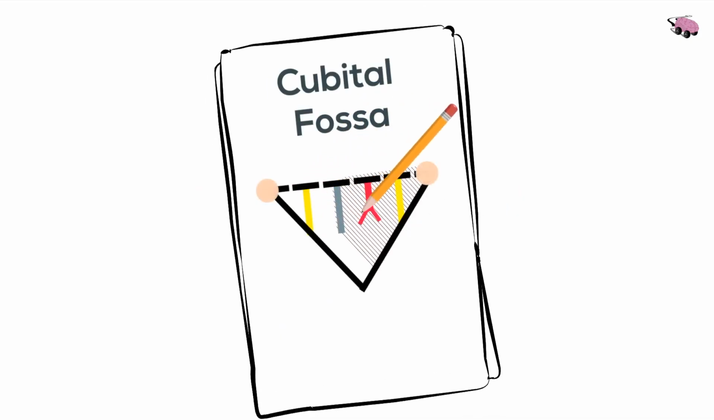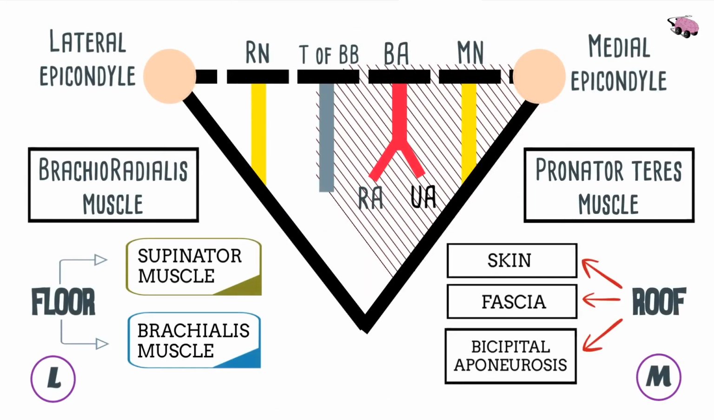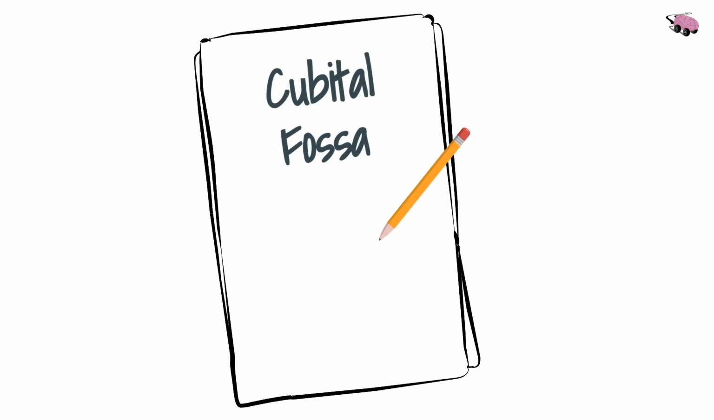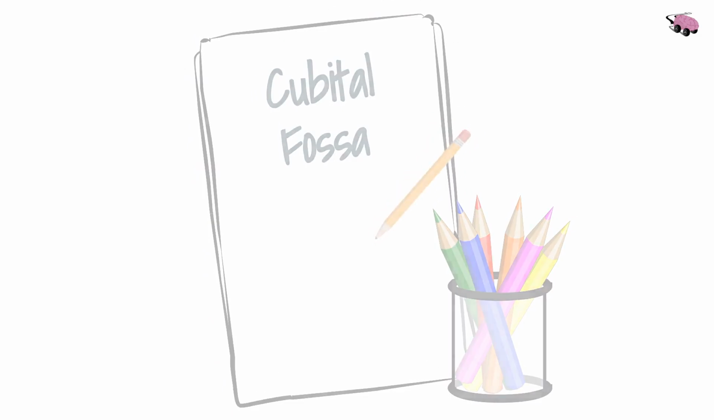Welcome back, everyone. Today we'll be drawing a very simple diagram of the cubital fossa of the right upper limb. Before we begin, grab a paper, a pencil, and some colored pencils. First, let's label our lateral side and our medial side.